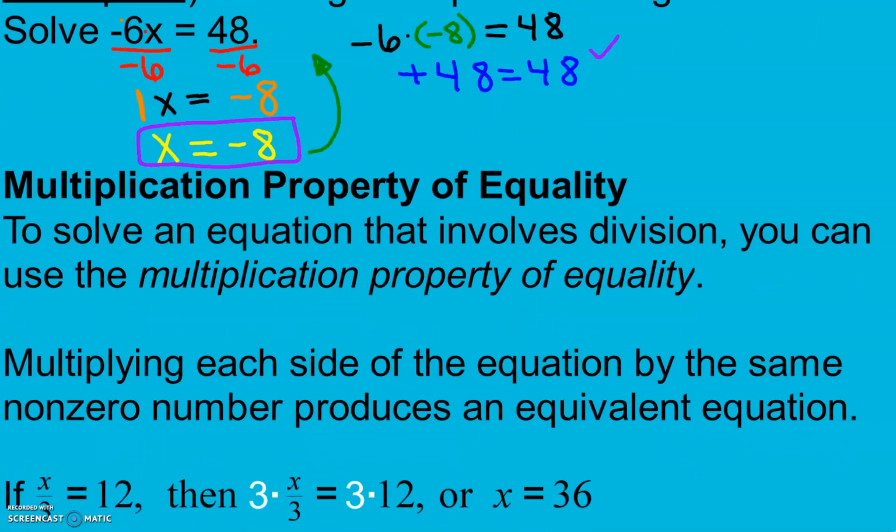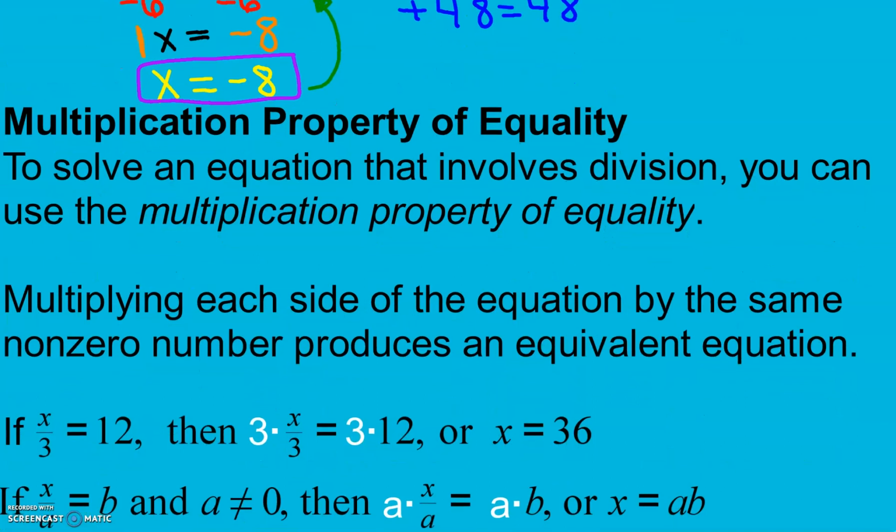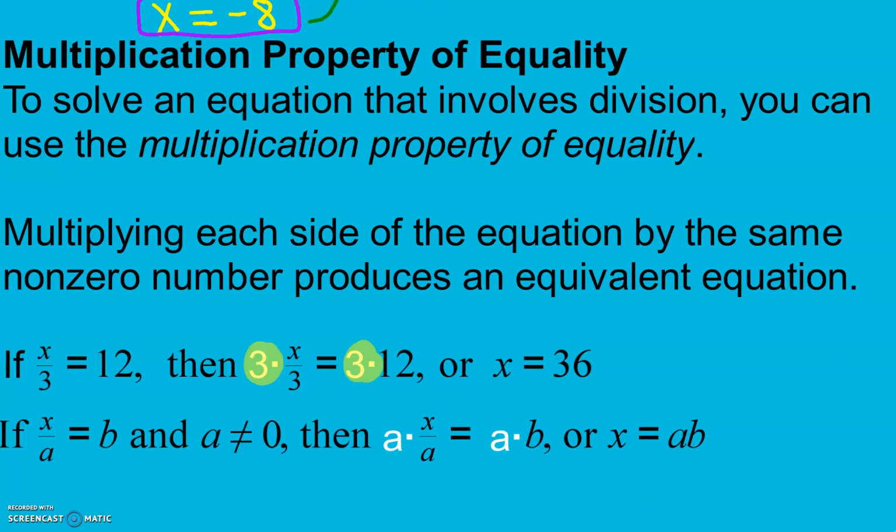The multiplication property of equality says to solve an equation that involves division, we can use the multiplication property of equality. Multiplying each side of the equation by the same non-zero number produces an equivalent equation. So here I'm dividing by 3. To get rid of that, I multiply by 3. And again, as long as I do the same thing to both sides, it's equivalent. Because here, again, I end up with 3 divided by 3. Remember, we write it over 1. Multiply across. 3 divided by 3 is just 1 times x, and anything times 1 is just itself.